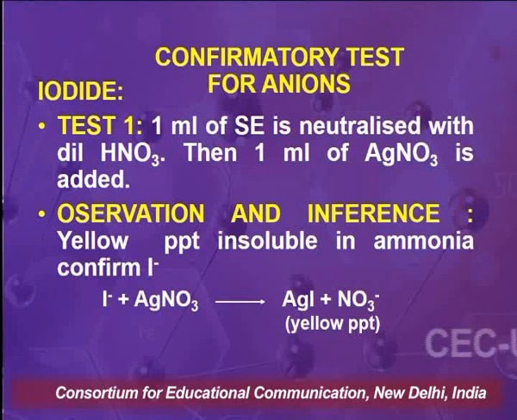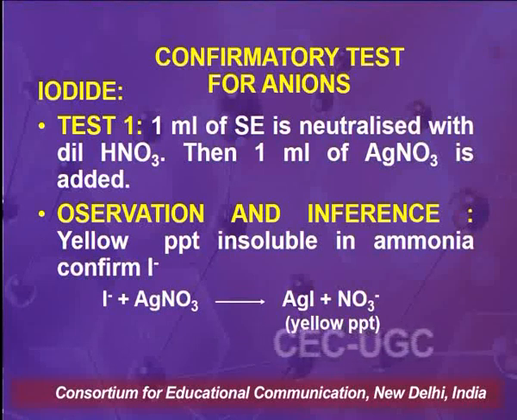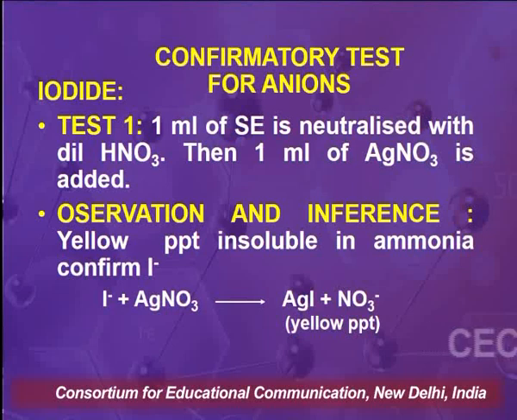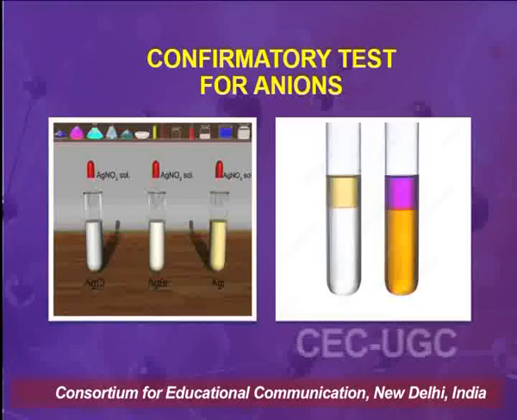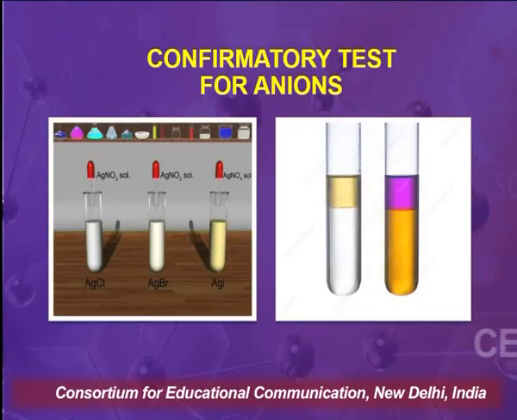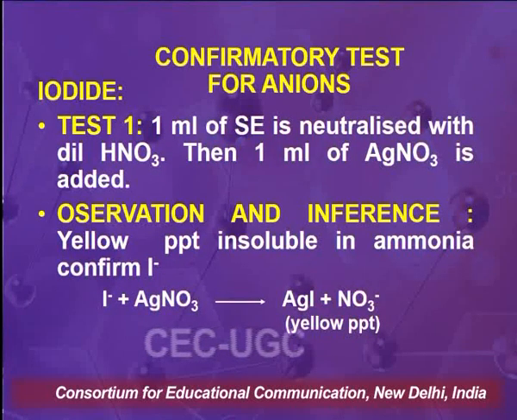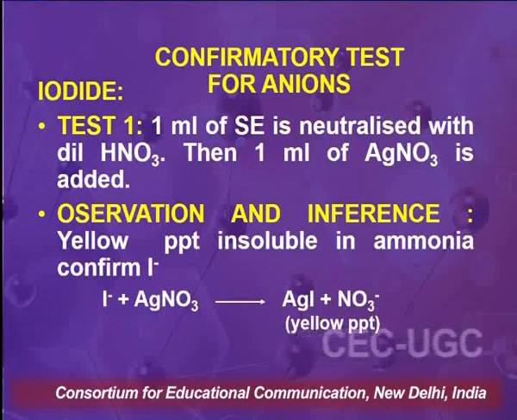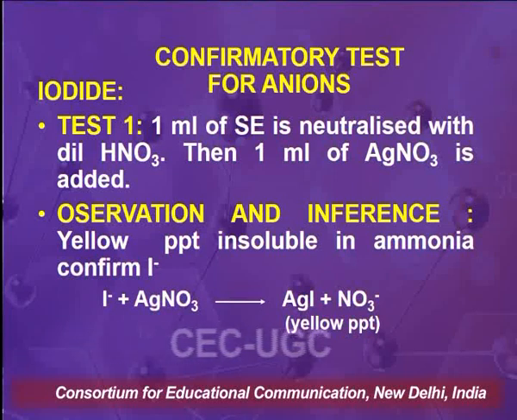Then after this, to this particular test tube, we add 1 ml of silver nitrate solution. In the observation, we see yellow precipitates which are insoluble in ammonia, and hence confirm the presence of iodide ions in the mixture, and the yellow precipitates are as seen in the picture, first picture extreme right. So the chemistry involved is iodide ions reacting with silver nitrate, giving silver iodide and nitrate ions, and silver iodide is the one giving a yellow precipitate in this test tube.